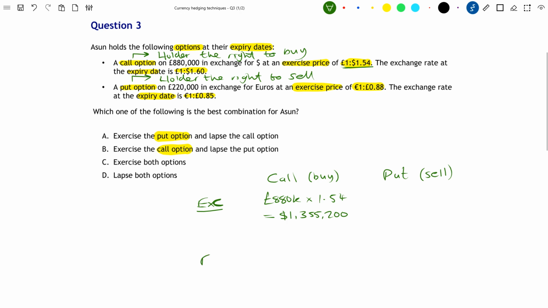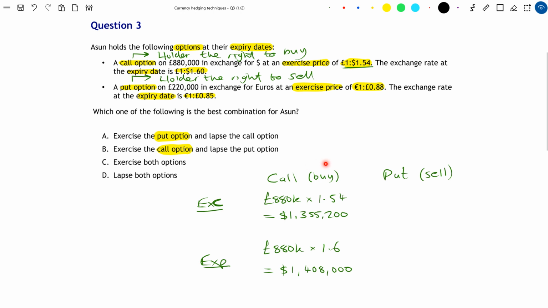Let's now look at the expiry. So the date at expiry, the expiration date, the exchange rate is £1 to $1.6. So we would do the same concept, 880,000 times 1.6 in this case, and that's going to give us a value of $1,408,000.